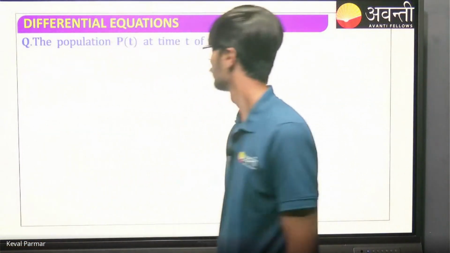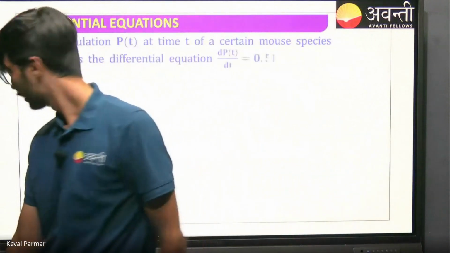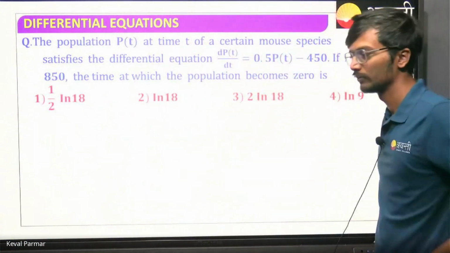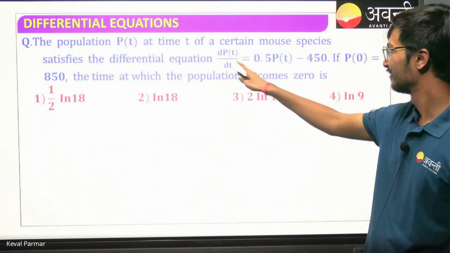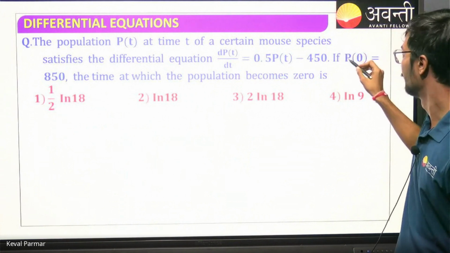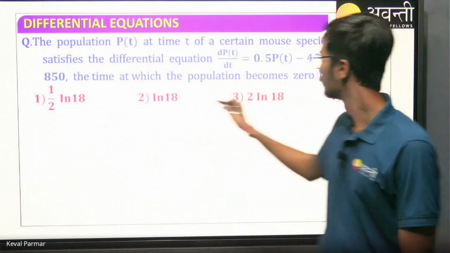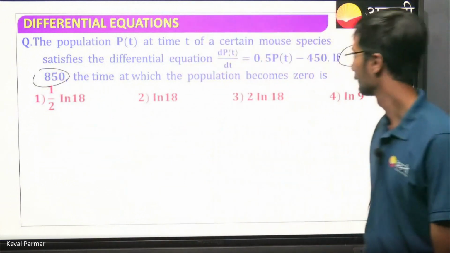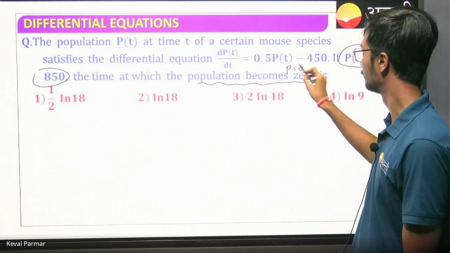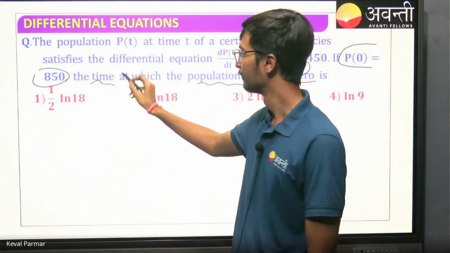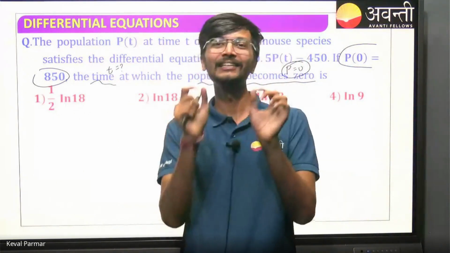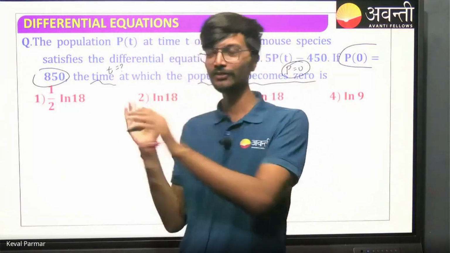So let's see the next question, if you all understood. So the next question is here. Let us see the options also. This is also a simple question. Why? Because again, the equation is already given. This is the boundary condition, P of 0 equals 850. And they have asked when the population becomes 0, that means P equals 0, and we have to find the time t. Same as the previous sum. It is as good as finding the particular solution. If you know how to find a particular solution, this is also simple.